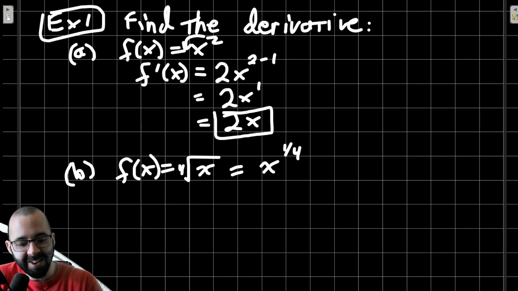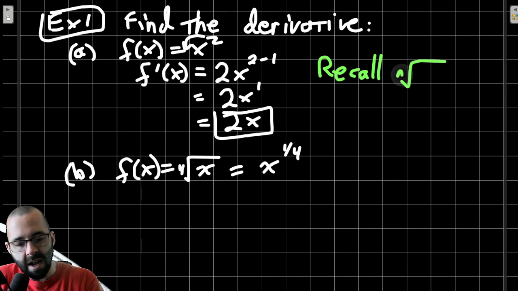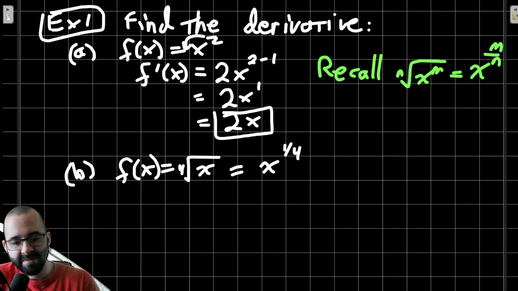So this is going to be hard to remember, so I'm going to go off to the side and just say, recall that if we have the nth root of x to the m power, that's equal to x to the m over n. That's very important to remember.